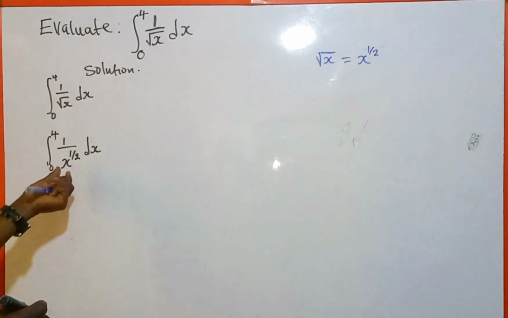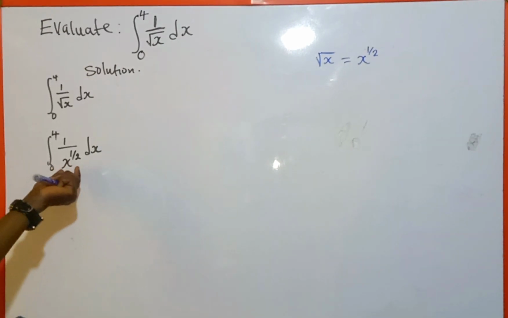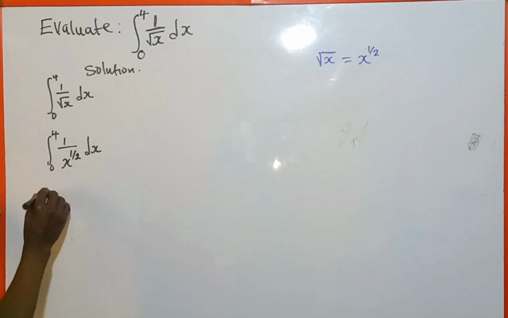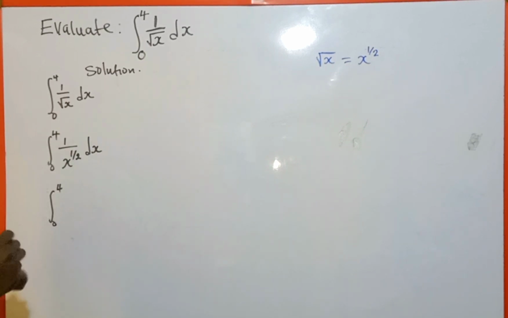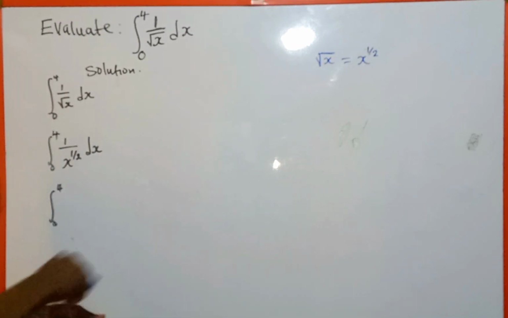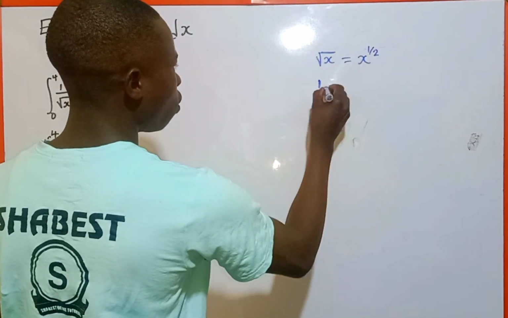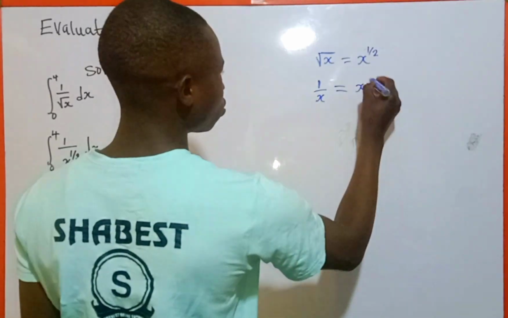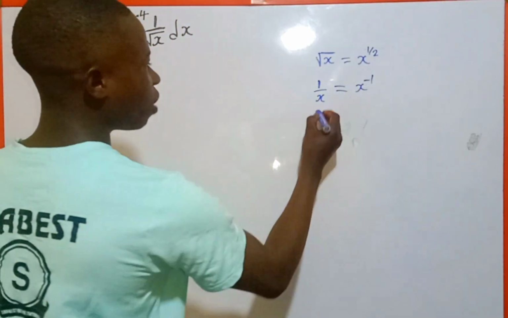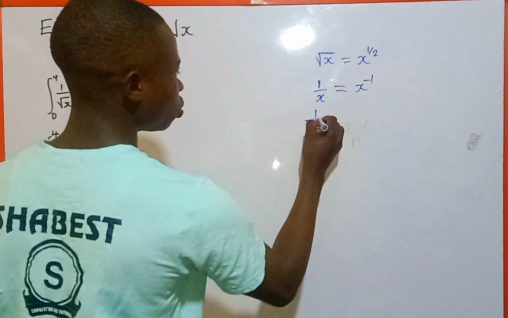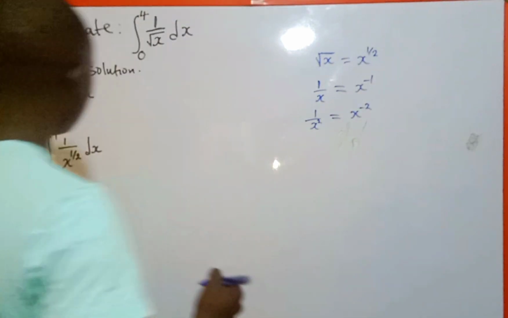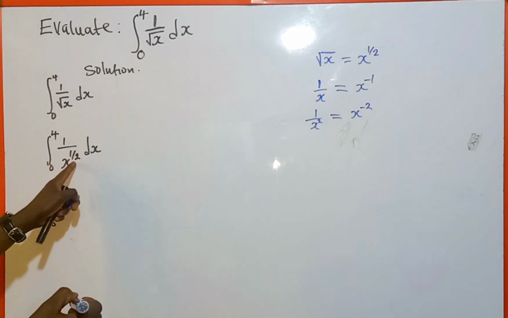The next thing we are going to do is to simplify this function further before we integrate. So we are going to have the integral from 0 to 4 of 1 over x to the power of half. Recall, if you have 1 over x, taking the reciprocal, it can also be written as x to the power of minus 1. If you have 1 over x squared, it can also be written as x to the power of minus 2. In this case we have 1 over x to the power of half.